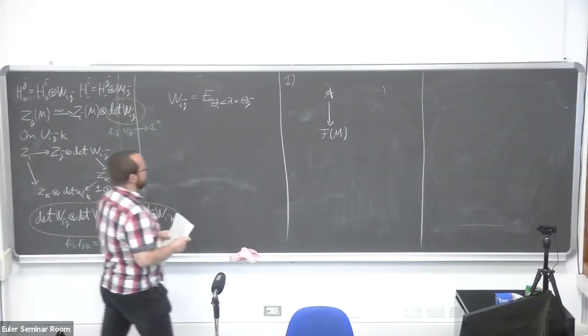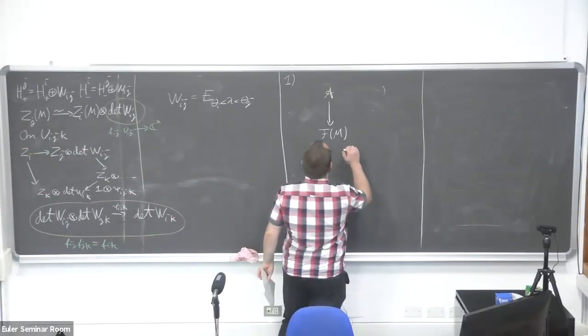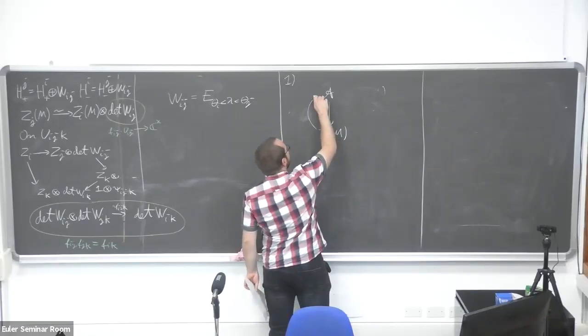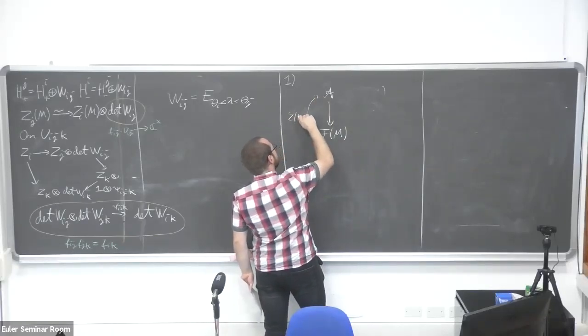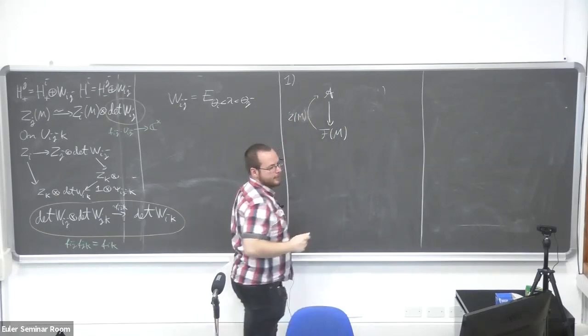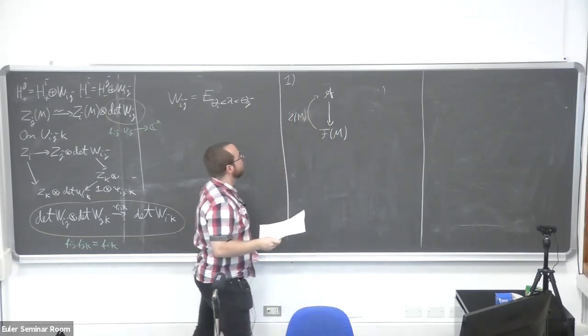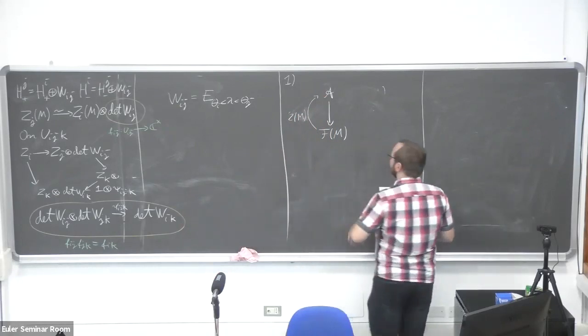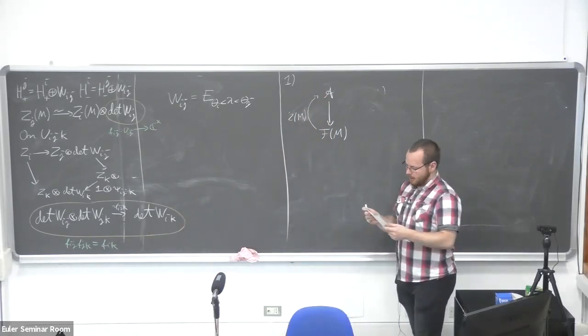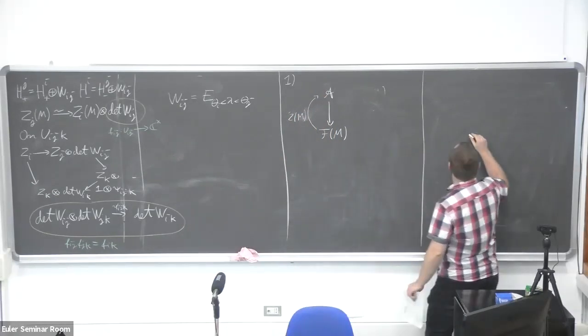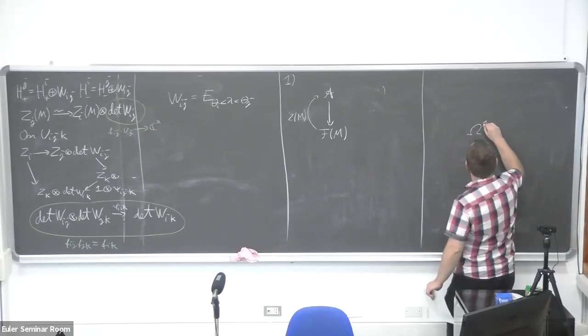So we have our gerbe sitting over F of M, and then the Hilbert space is defined as a section of this gerbe. And the non-triviality of the gerbe is the presence of an anomaly. Okay, let me mention what happens in the chiral case.